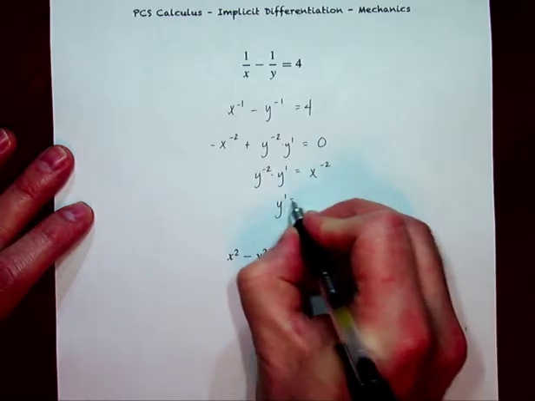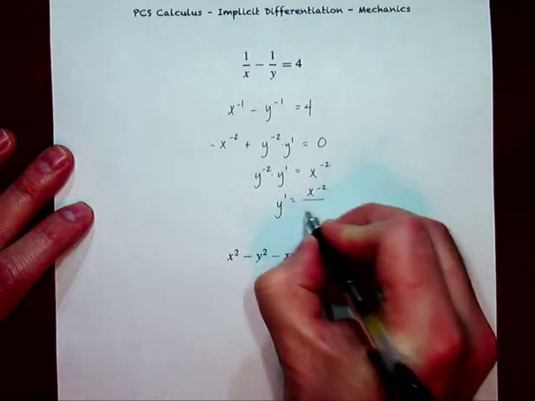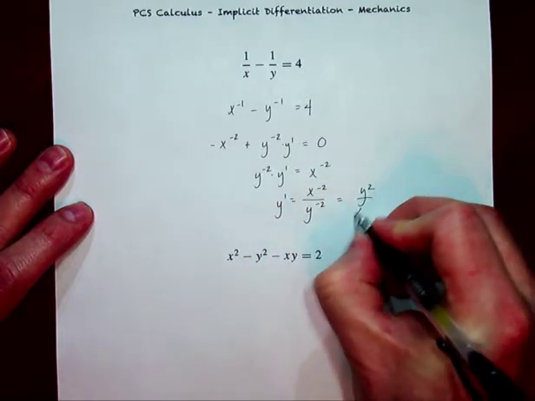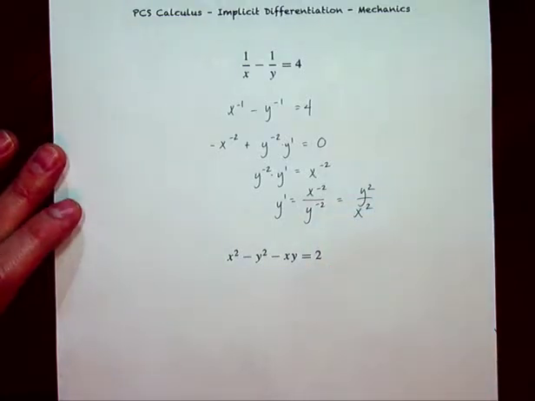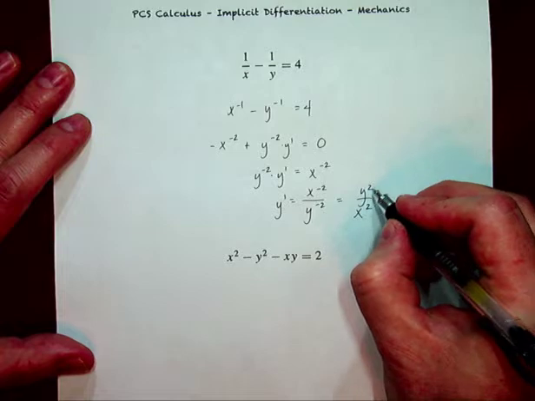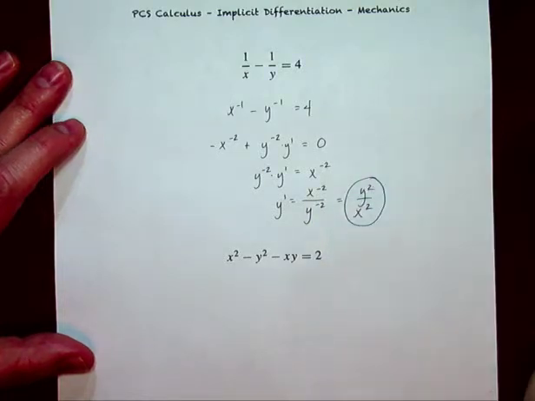And y prime is equal to x to the negative 2 over y to the negative 2. Let's go ahead and put both of those where they belong, as the negative exponents are telling us to swap them. And that is my derivative.